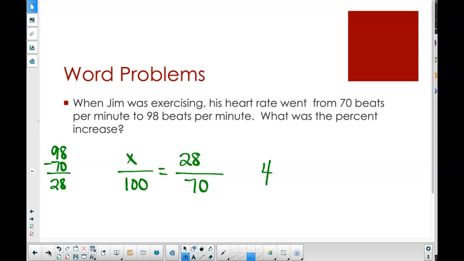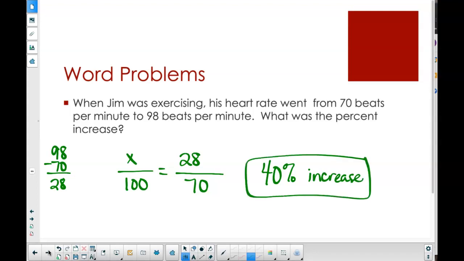It was a 40% increase. Here's that one. Making sense?